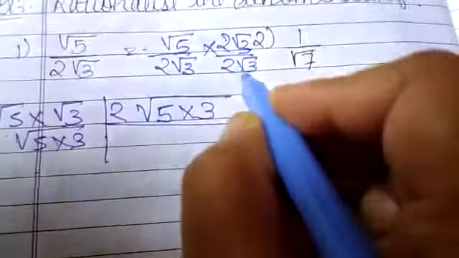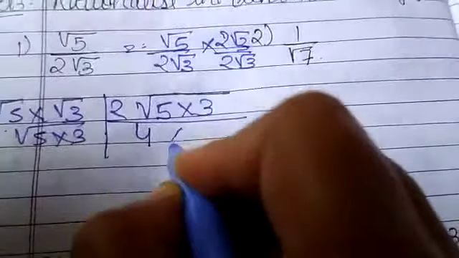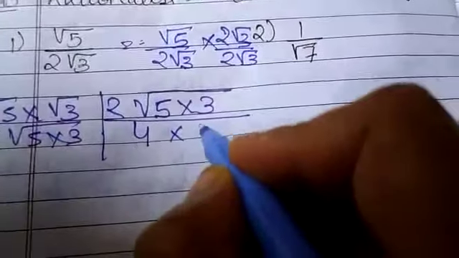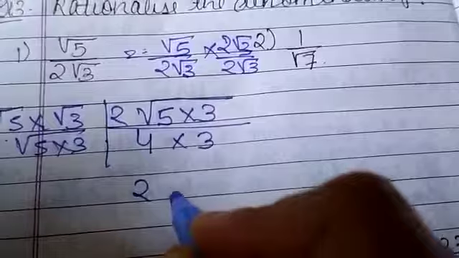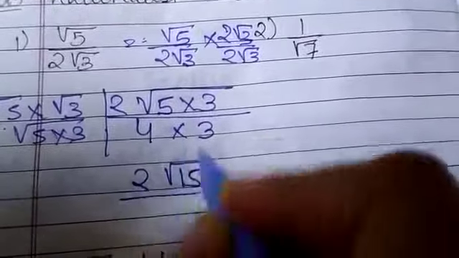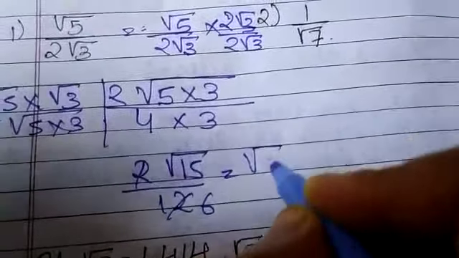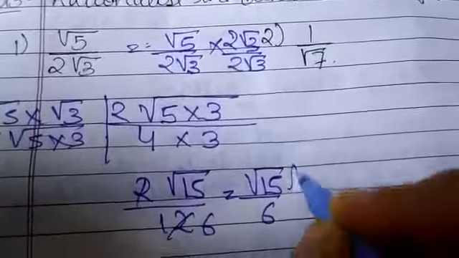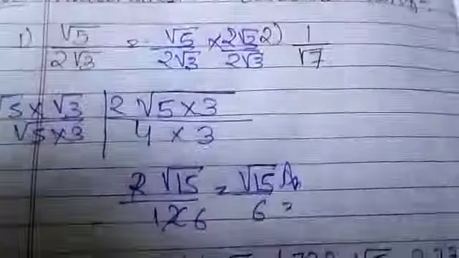Hope you understood it. So 2 twos are 4 over here, and under root 3 into under root 3 will be 3. So 2 under root 15 upon 4 threes are 12. 2 sixes are 12. Your answer will be under root 15 upon 6. I hope all of you understood it.